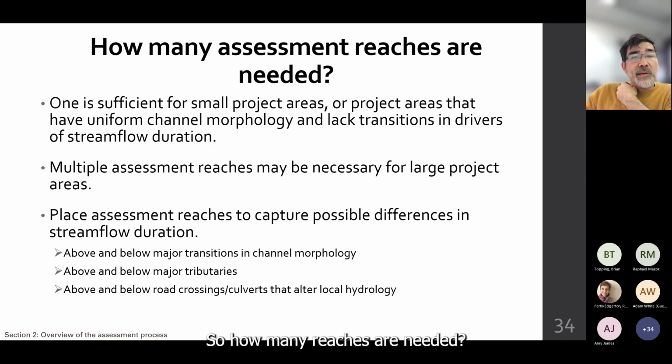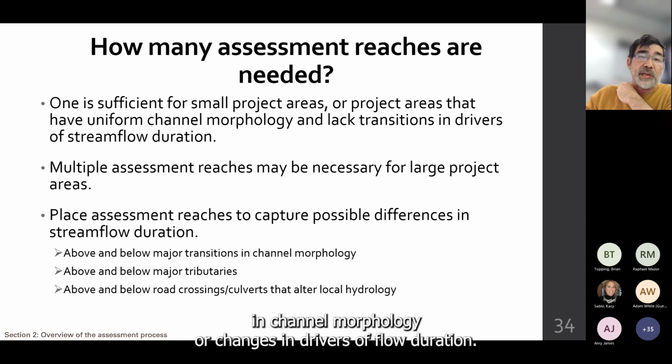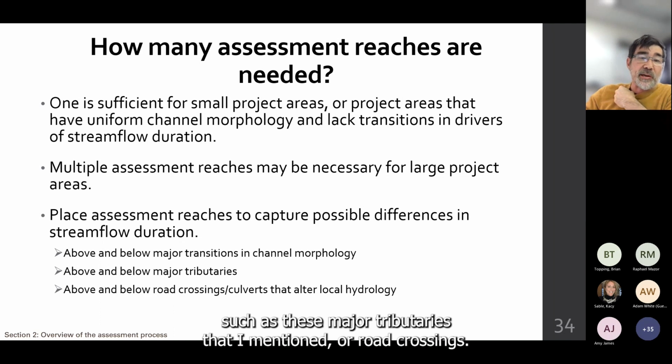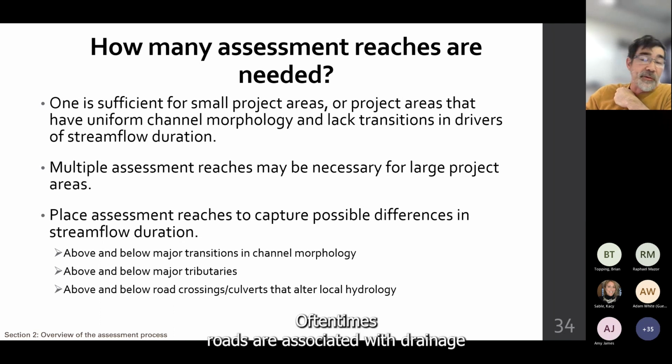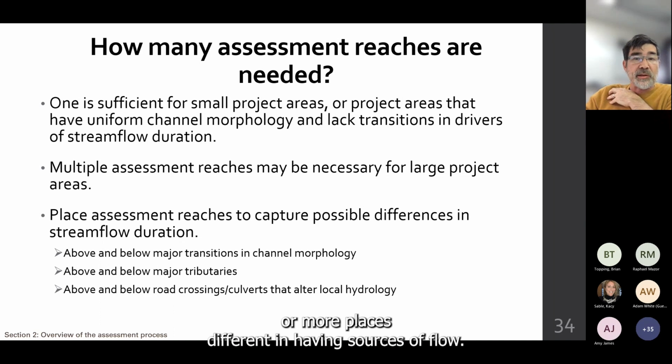So how many reaches are needed? One is sufficient for small project areas, but you may need more than one if you've got a large area, or a large area with a lot of diversity in channel morphology or changes in drivers of flow duration. You want to place them above and below the major transitions, such as the major tributaries that I mentioned, or road crossings. Oftentimes roads are associated with drainage ditches, which alter the local drainage patterns, making one or more places different in having sources of flow.